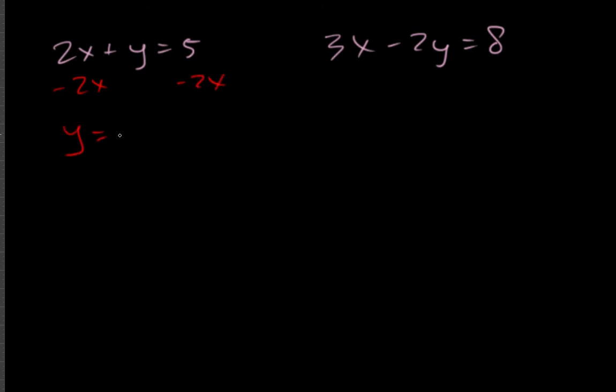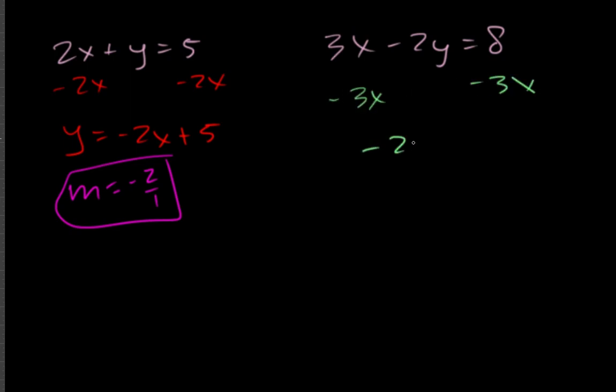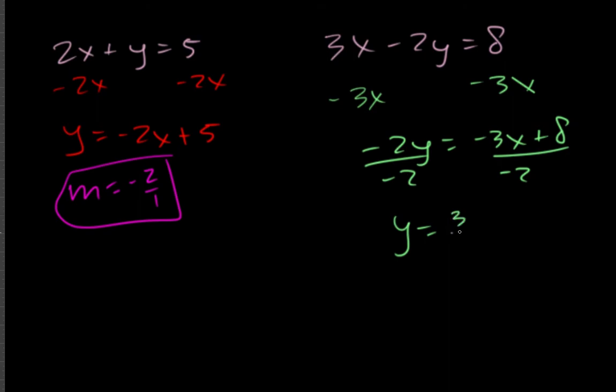Okay, find the measure of the angle between the lines 2x plus y equals 5 and 3x minus 2y equals 8. So if we put this in y equals mx plus b form, we can see that the slope, or the gradient, is equal to -2 over 1. And if we do the same thing here, the slope is 3/2 on this one.